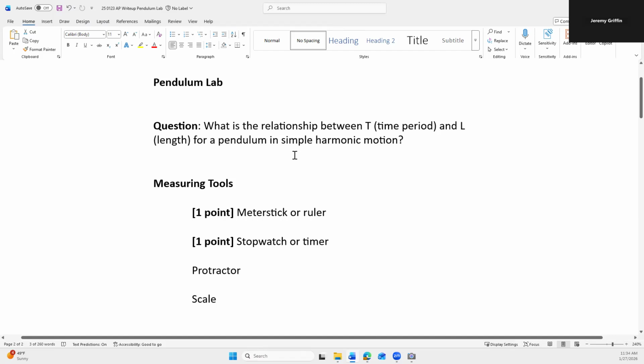Now this is going to be altogether out of 12. What we're going to do is this: we're going to go through the first 8 points, which will take us through the procedure. Then we'll switch over to the graphs. Then we'll come back to this, and then we'll do the analysis points.